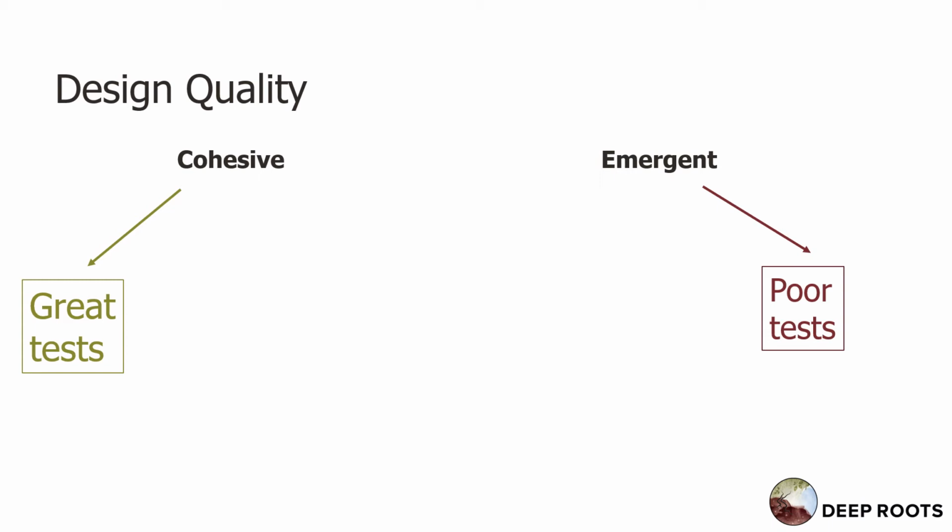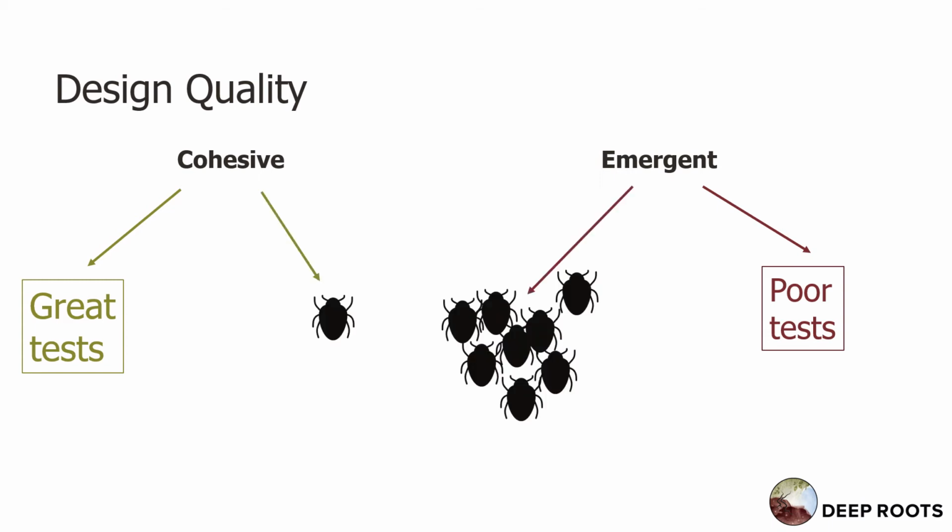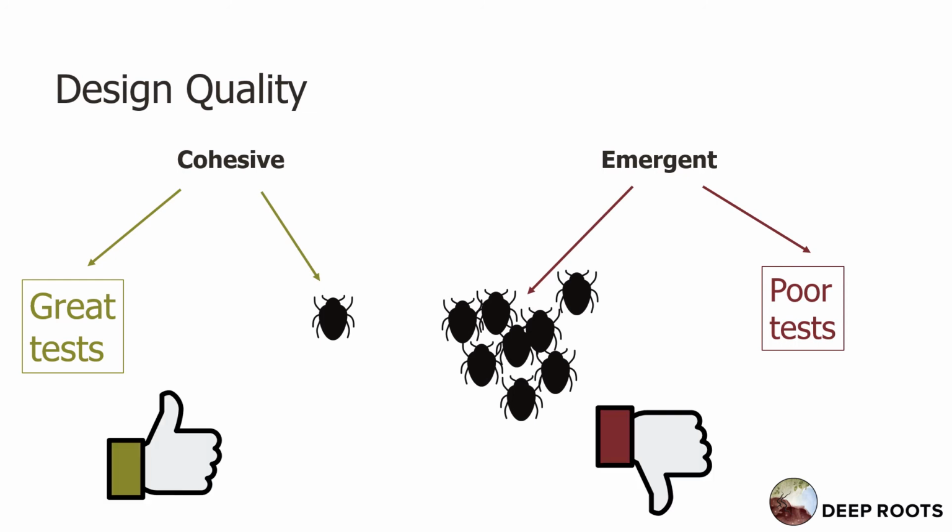Cohesive designs are easier to change than emergent designs. Changing a design with emergent behavior will simply generate more bugs. So designs that are easier to test will also result in fewer bugs being written over time. The tests don't find your mistakes. They guide you to create designs that produce fewer mistakes.